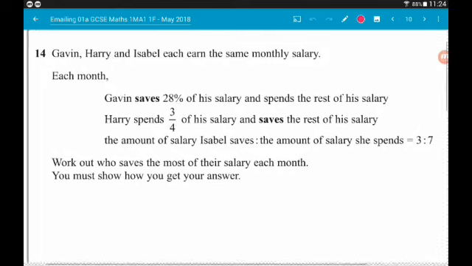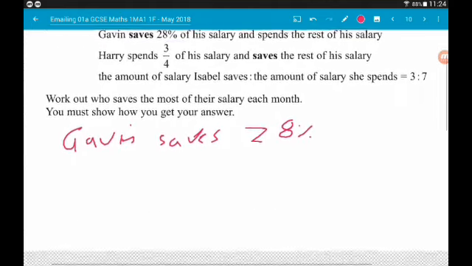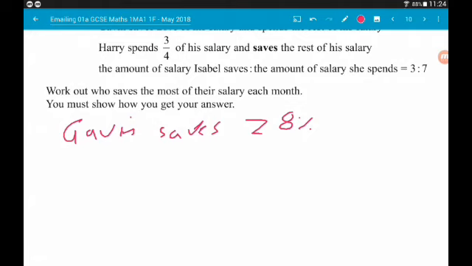So Gavin saves 28%. So awesome, you got that straight away. Harry spends 3/4, so he saves 1/4. So Harry saves 1/4, which is, as a percentage, 25%.